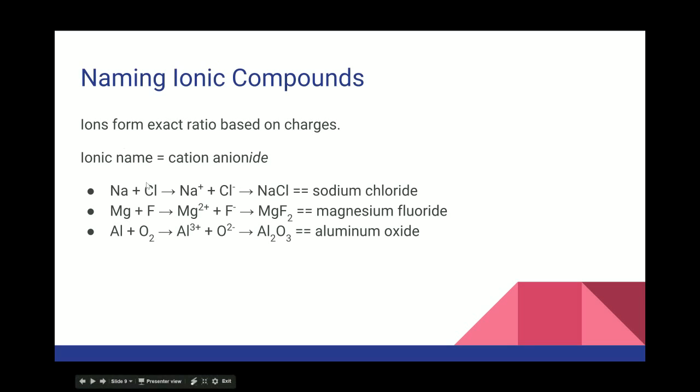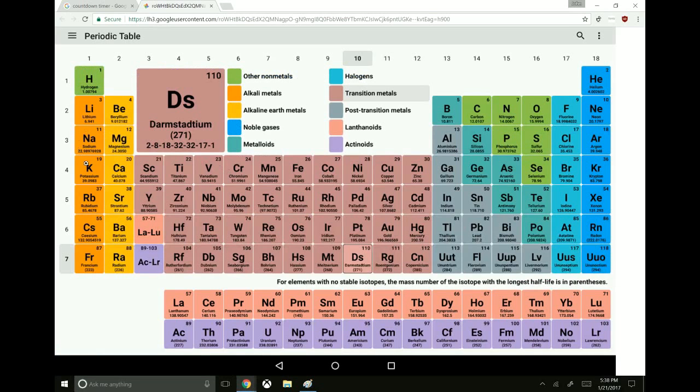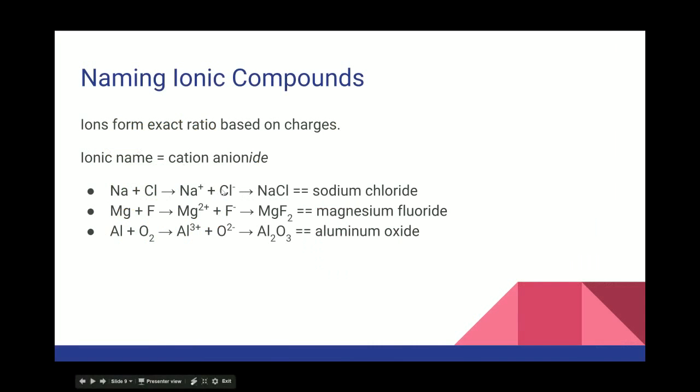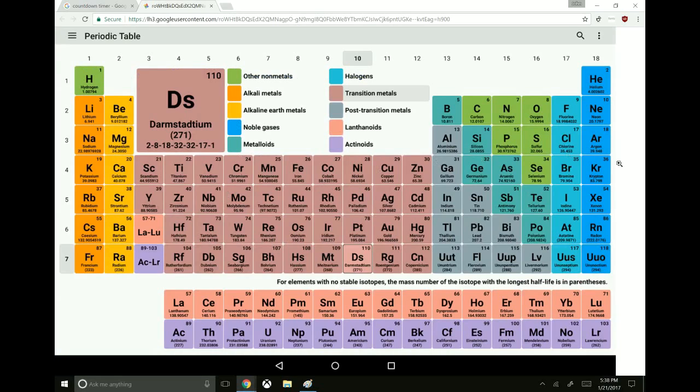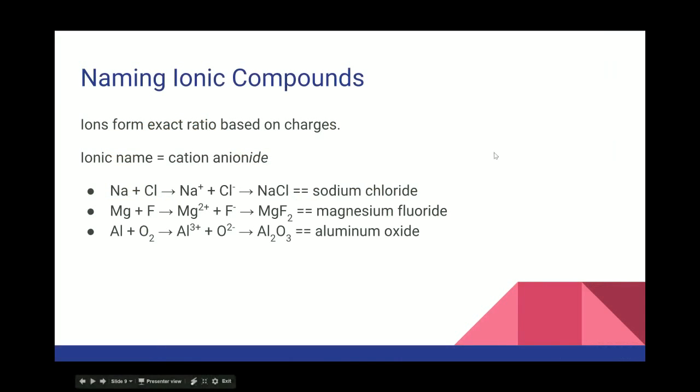So for sodium and chlorine, sodium forms a 1+ ion. It's an alkali metal over here at the left. It loses its single s electron. Chlorine forms a 1- ion. It's a halogen over here on the right. It only gains 1 electron. So you have a 1+ ion, a 1- ion. The charges cancel out. The salt overall is neutral, even though it's made of ions. So we have a 1-to-1 ratio of sodium and chlorine, and we call it sodium chloride.